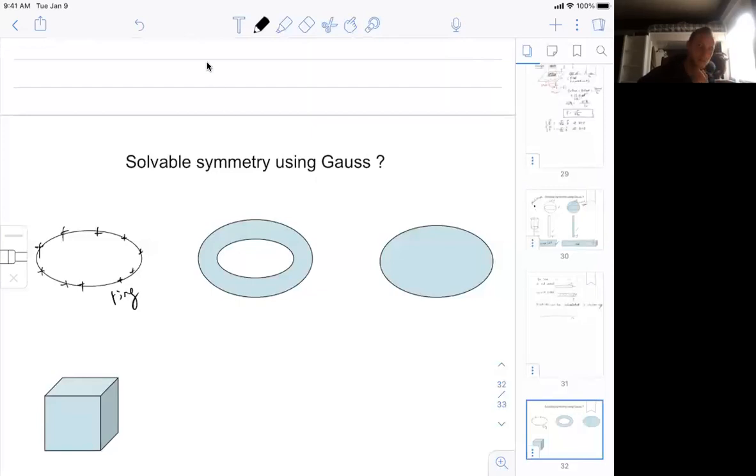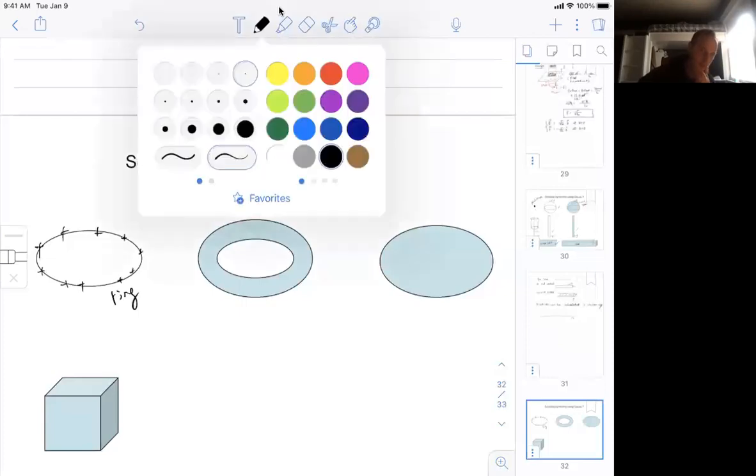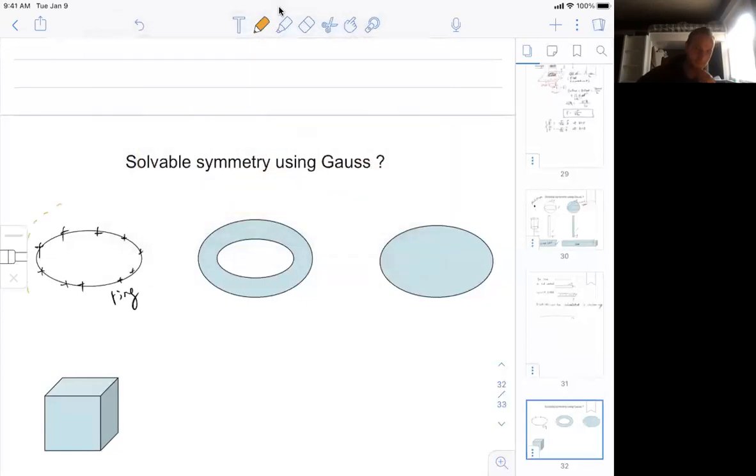I'm sorry, someone said something I didn't hear. Yeah, we were just thinking we could make another ring on the outside, enclosing the ring that we're given. Okay, so like this? Yeah. No, not like that.